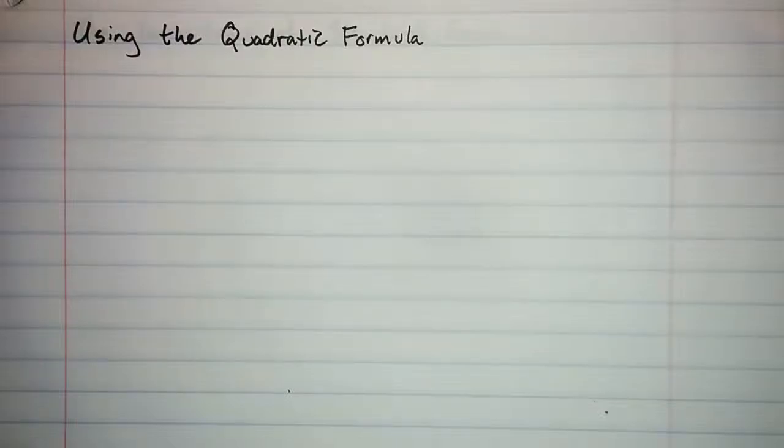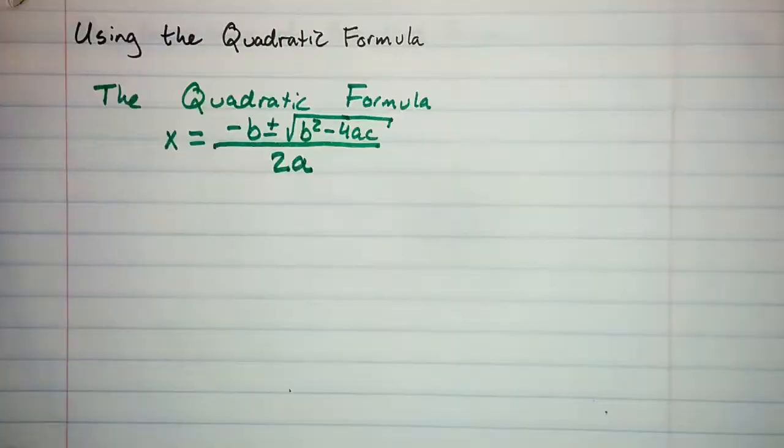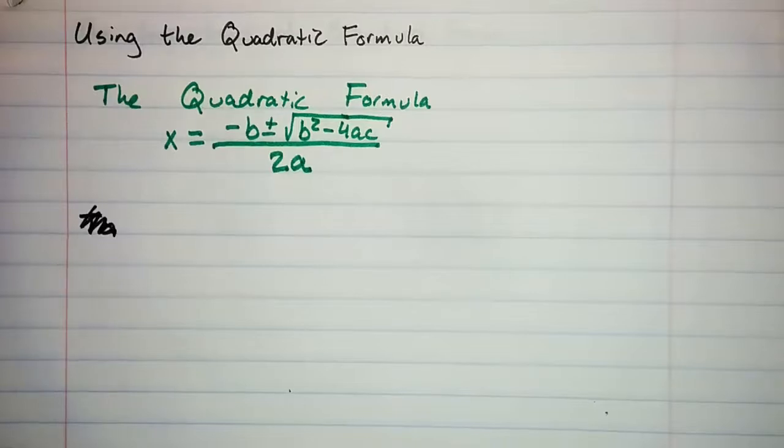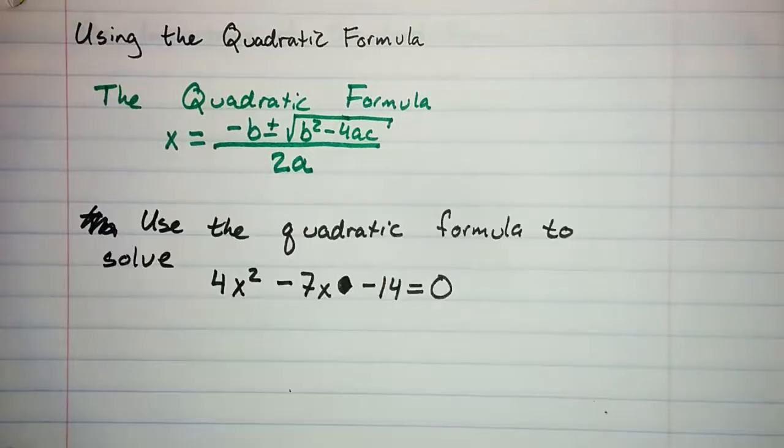Okay, so now we have this handy formula. How do we use it to solve a quadratic equation? Let's say we wanted to use the quadratic formula to solve this quadratic equation: 4x squared minus 7x minus 14 equals 0. What do we need to do?